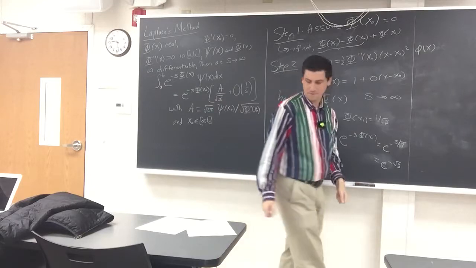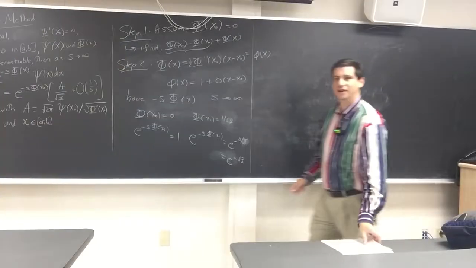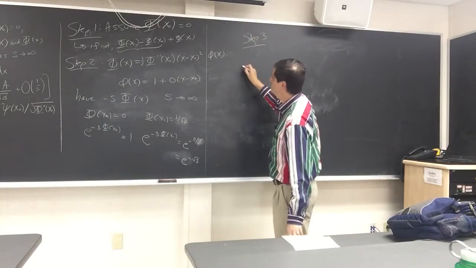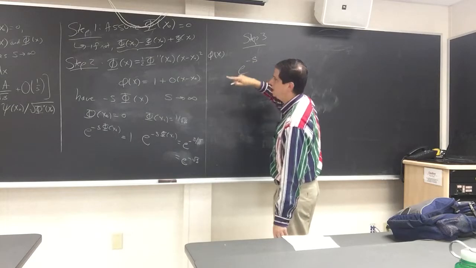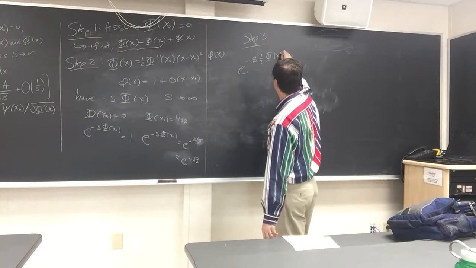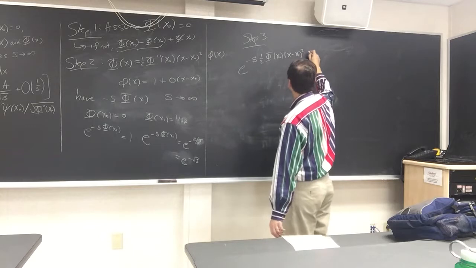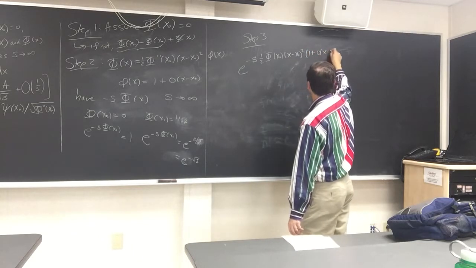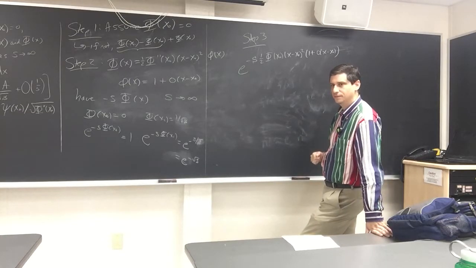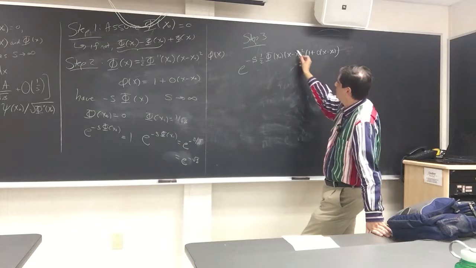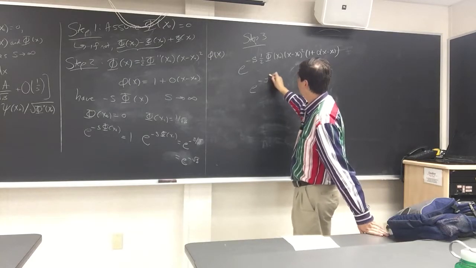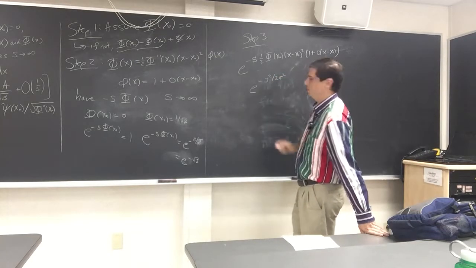And when you put that in here, that's where the Gaussian is coming from. So if you now substitute that in, we're moving on to step 3. If we put this in, we have an e to the negative s, and now I'm going to have a 1/2 phi double prime of x naught, times (x minus x naught) squared, times 1 plus an error term of size x minus x naught. This over here is looking like a Gaussian. I want to have e to the negative y squared over 2 sigma squared.